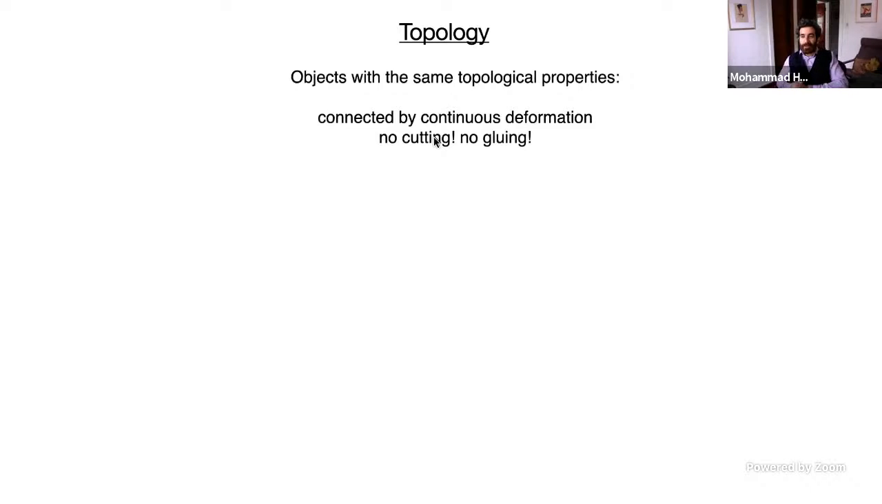Again, for the experts in the audience, I apologize. This is a very high-level introduction to topology, in particular band theory topology, appropriate for undergrads, but that's what I was advised to do. Topology is a part of math that deals with objects with the same topological properties. We call them topologically the same when we can continuously deform them into each other with no cutting and gluing. Usually people give the coffee mug example.